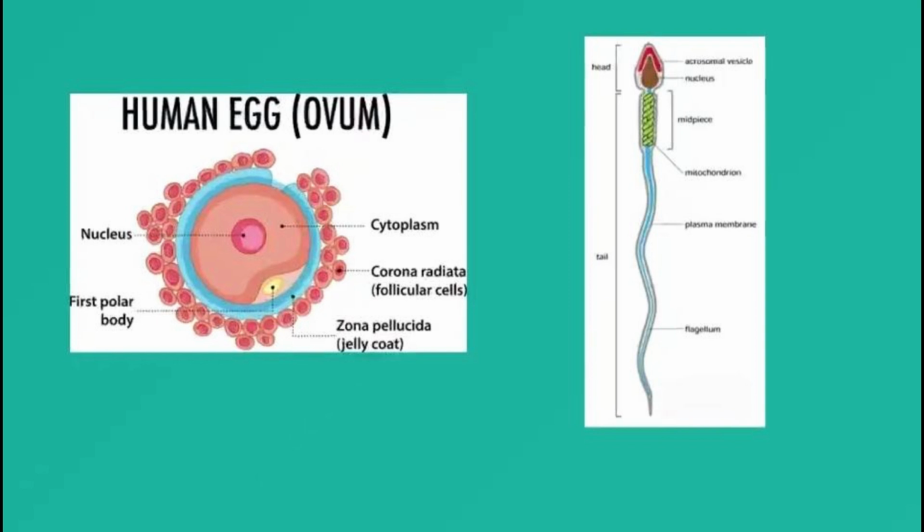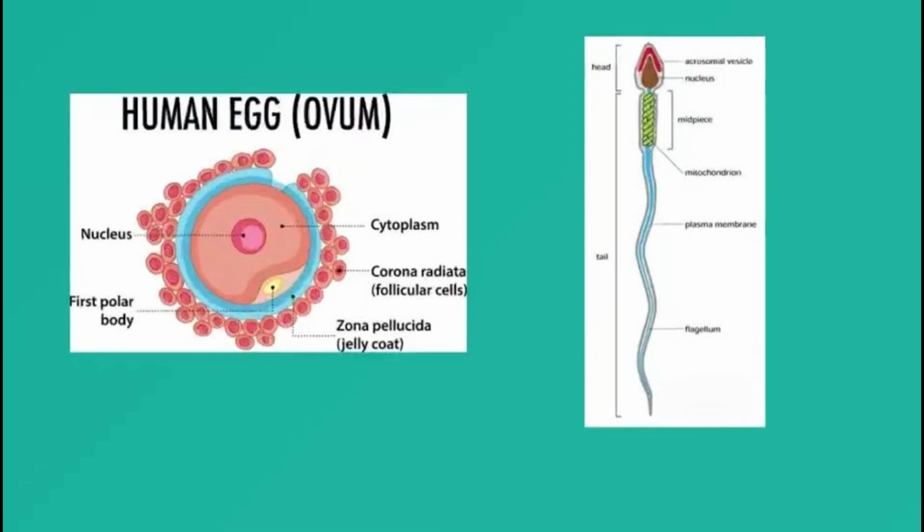This means that it provides lots of energy for the rotation of the flagellum. That's the tail, which enables the cells to move and swim to reach the egg. And once again, same as the ovum, it has a haploid nucleus, which allows for the restoration of the full set of chromosomes once the egg becomes fertilized.